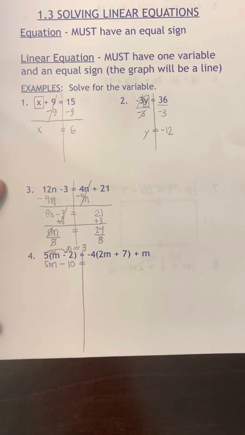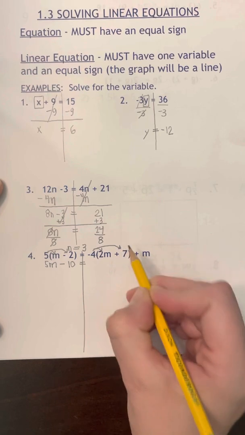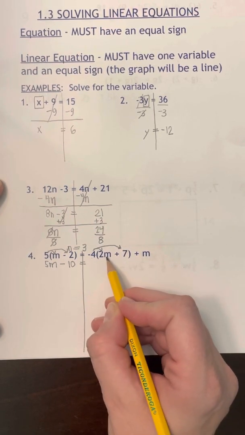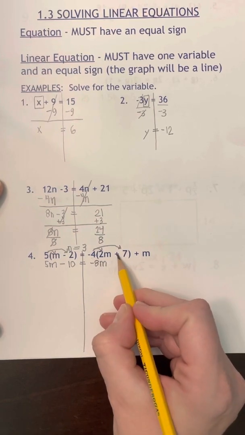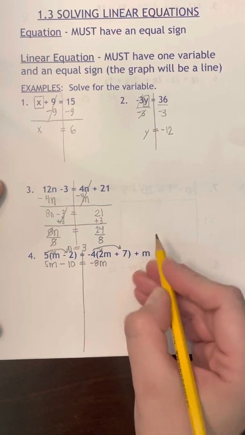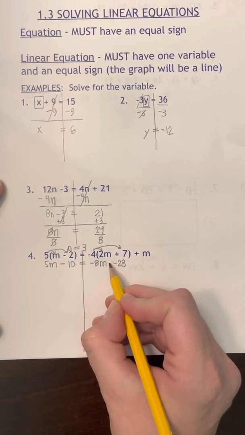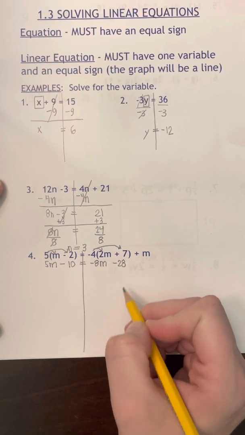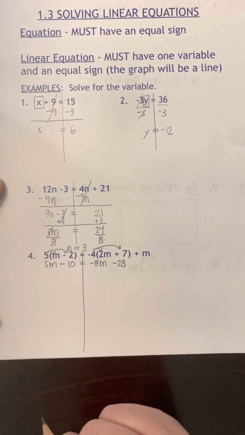Then I bring down the equal sign. On the other side, we're going to distribute. This time we're distributing a negative 4. So negative 4 times 2m is negative 8m, plus negative 4 times 7 is a negative 28. You can write plus negative 28, or you can just write minus 28. Those two things are equivalent. They mean the same thing.